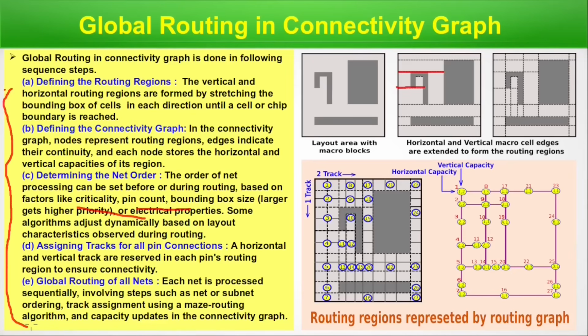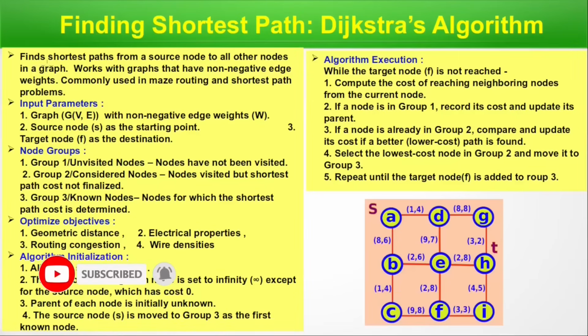So we are done with this slide. We will move to the next slide. Finding shortest path, Dijkstra's algorithm. This algorithm finds the shortest path from a source node to all other nodes in a graph. It works with graphs that have non-negative edge weights, commonly used in maze routing and shortest path problems. So this non-negative edge weight is a prerequisite of this method.